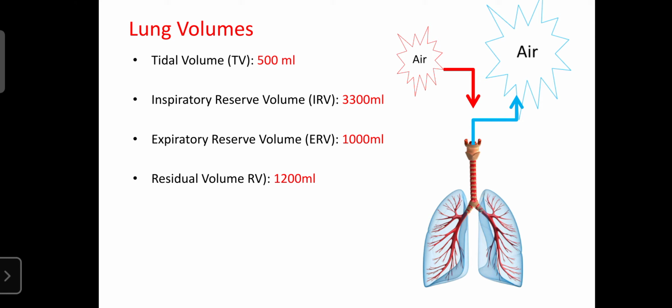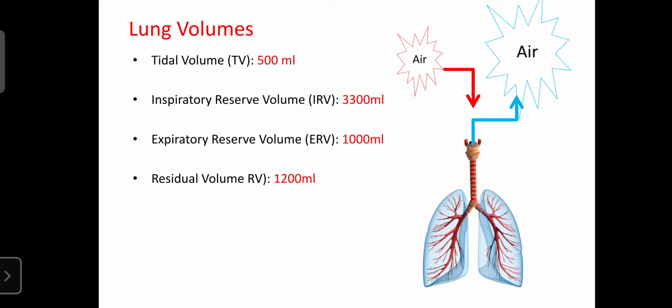So after maximum forceful expiration, after the expiratory reserve volume, the air that is left in the lungs is known as the residual volume, or RV. That is the 1200 ml of respiratory gases left in our lungs after a forceful expiration. So that volume is known as the residual volume.